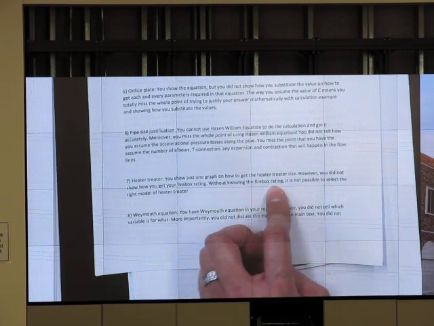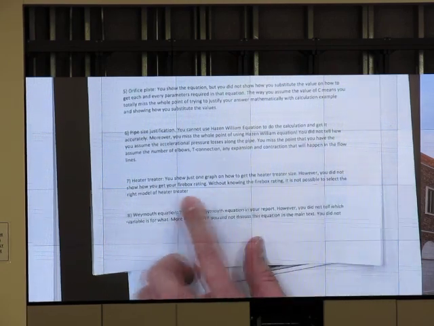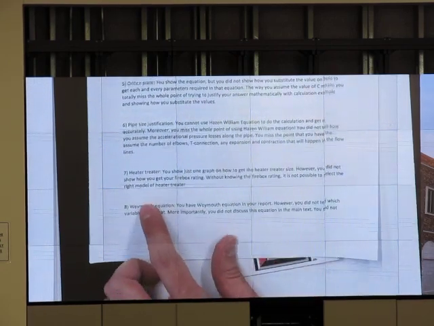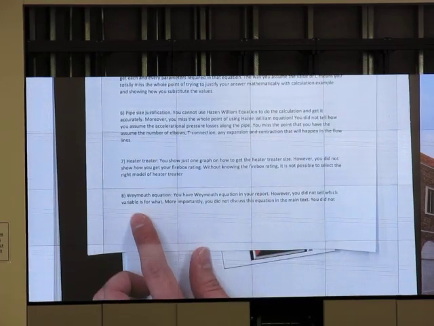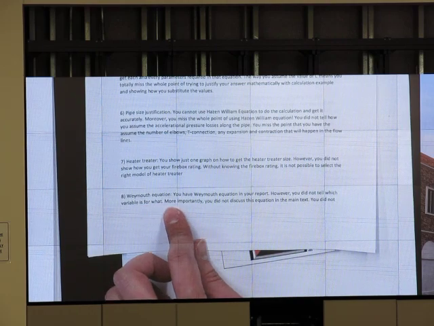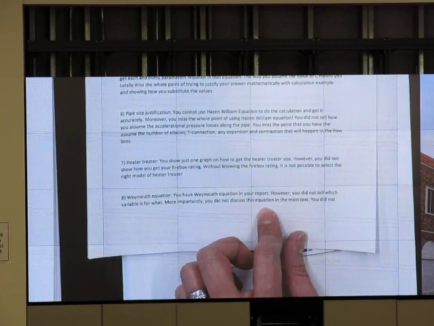Without knowing the firebox rating, it is not possible to select the right model of heater treater. Weymouth equation: you have the Weymouth equation in your report. However, you did not tell which variable is for what. More importantly, you did not discuss this equation in the main text.